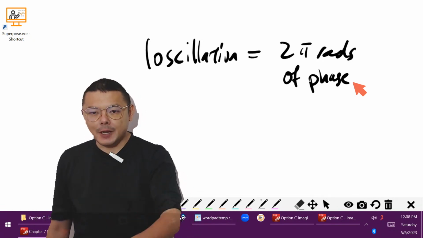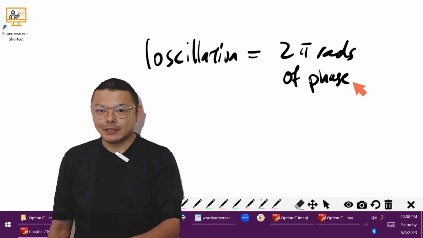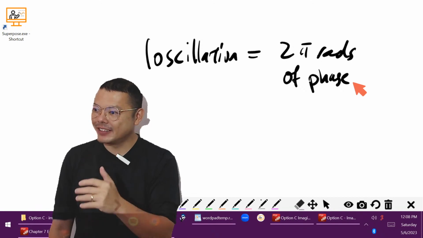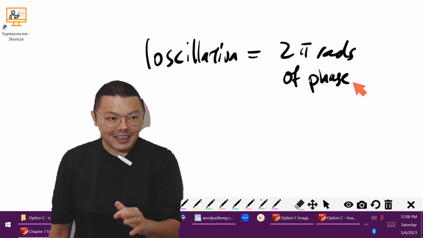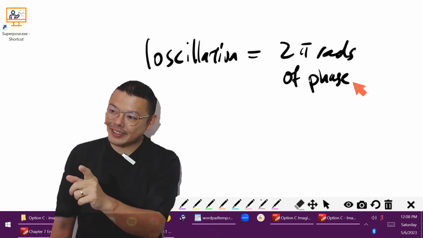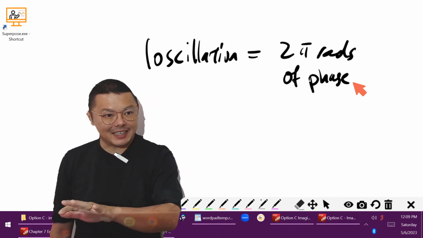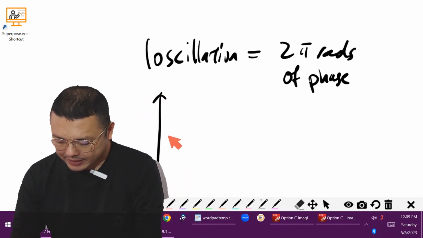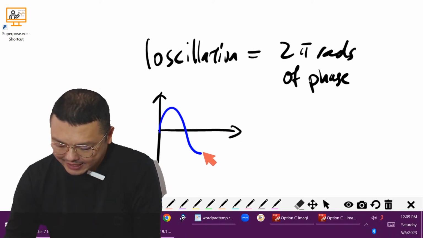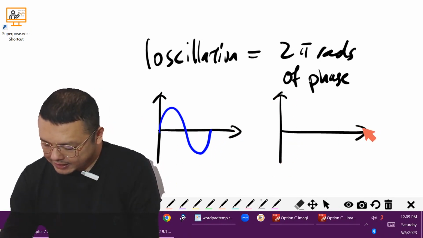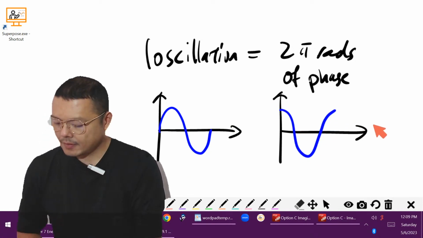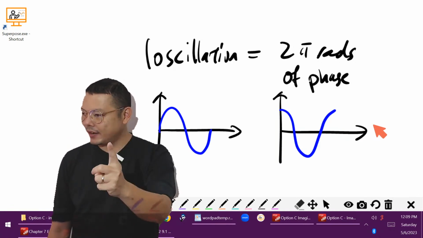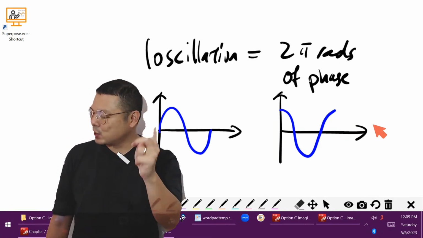Okay, if you complete half an oscillation, how much phase is that? Half an oscillation, pi radians. In degrees? 180 degrees. So I want you to understand this. Oscillation is a sine curve or a cosine curve. So if you see, this is a sine curve, and this one here is a cosine curve. It just means one wave. One oscillation is one wave, right? One wave is 2 pi radians.